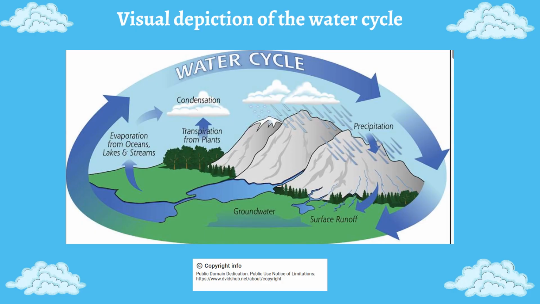Now, before I move any further into this presentation, I wanted to give a visual depiction of what the water cycle looks like. In this image, you can see the different 4 steps we talked about, some processes, some key terms and words, and where exactly might the water cycle take place.